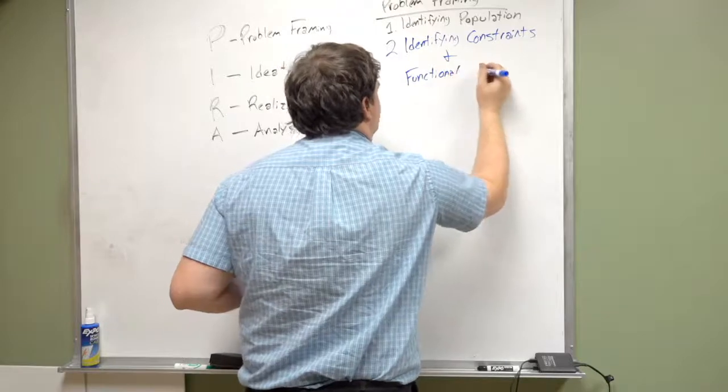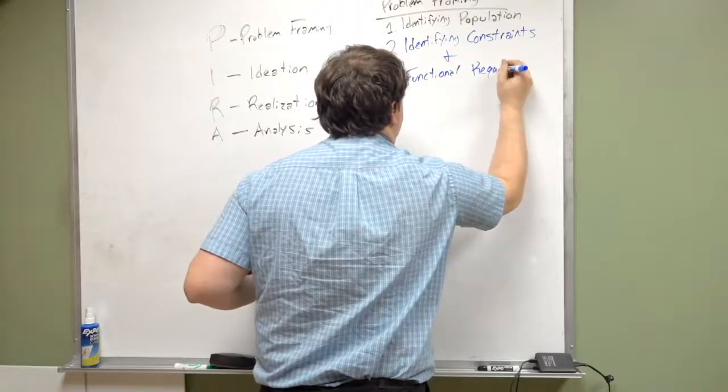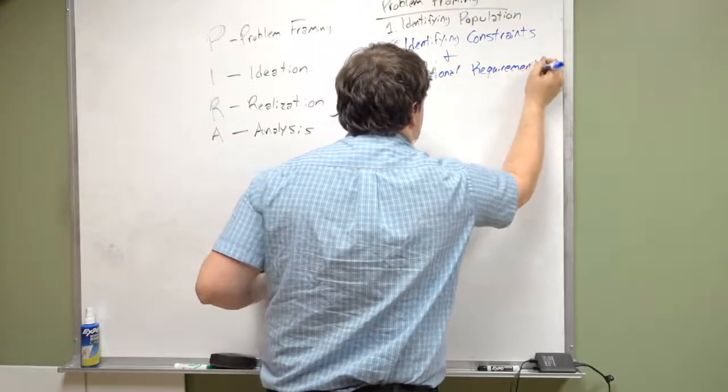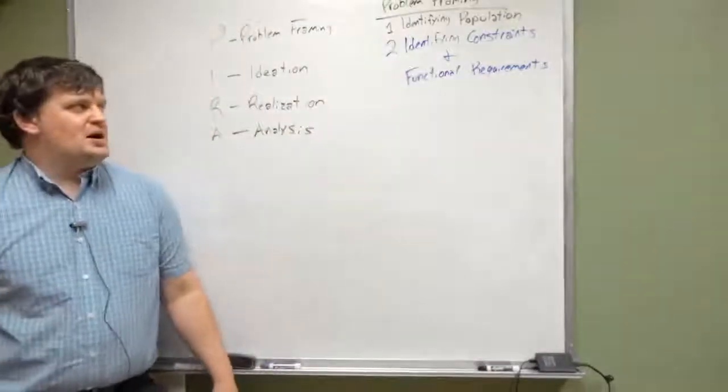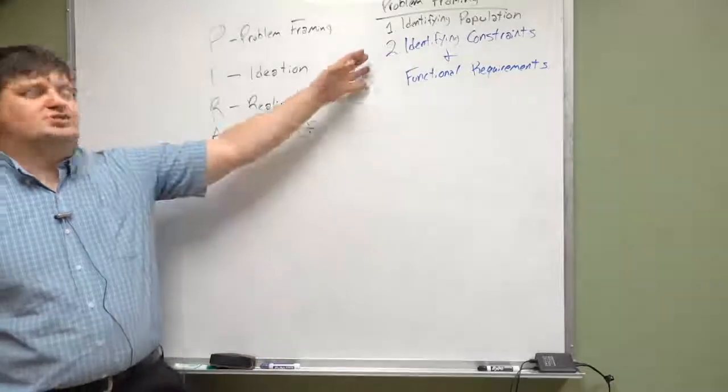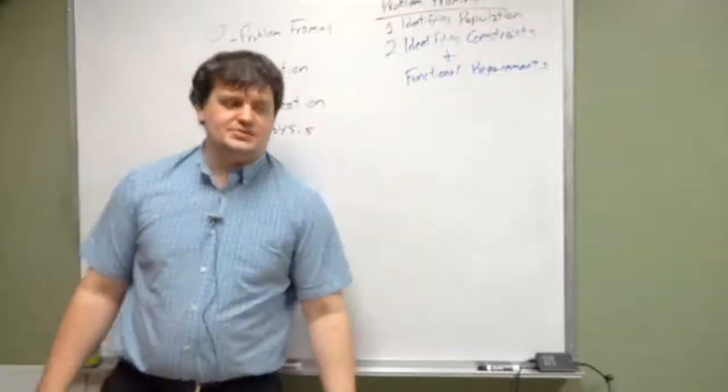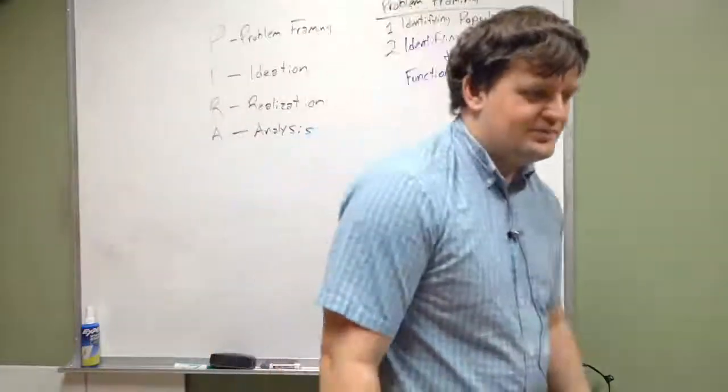The second step is to identify the constraints and the functional requirements. Every population has a certain definition of what a product is.